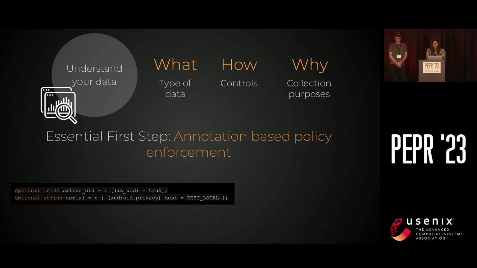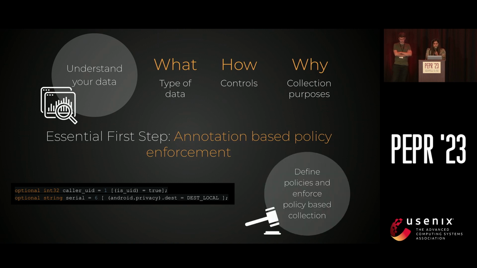So what is the type of the data? What are the controls that enable this data collection? And also, what are the purpose limitations for this data? So like you see in the slide, this is an example of how your data can be annotated. This is taken from AOSP, the Android open source version. You can see that the first field is annotated by its data type, while the second field is annotated by the usage policy that corresponds to that data type. So once you understand this data, you can then define and enforce policies at the collection level to block unnecessary uploads. And this is how you attain the goal of data minimization.